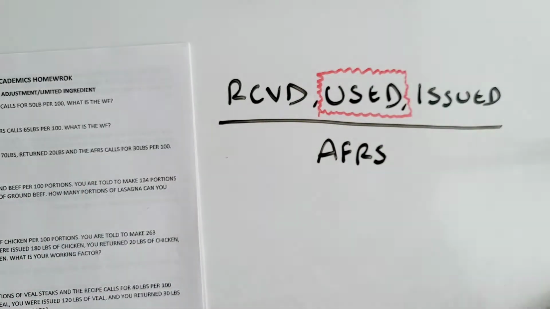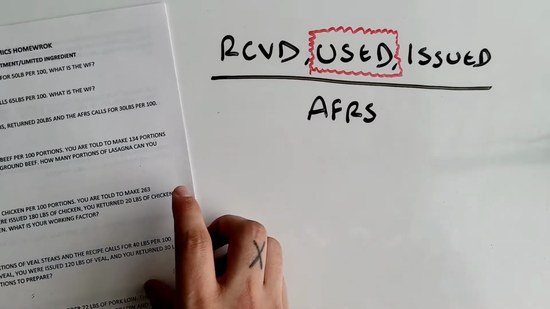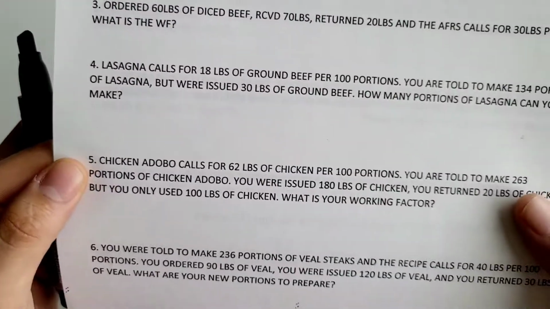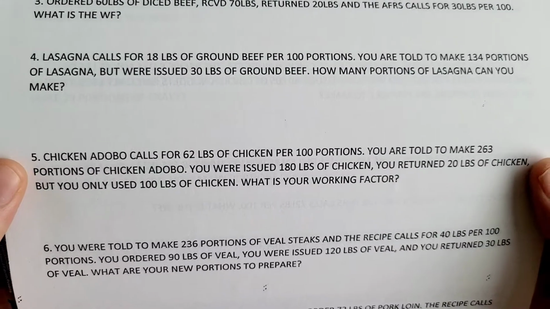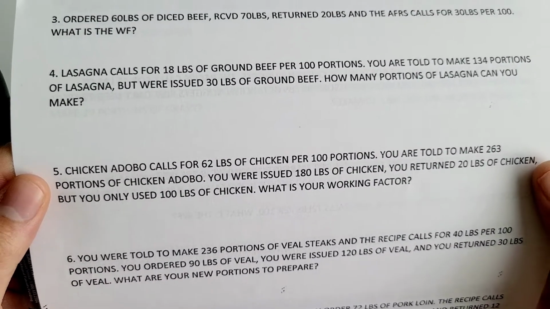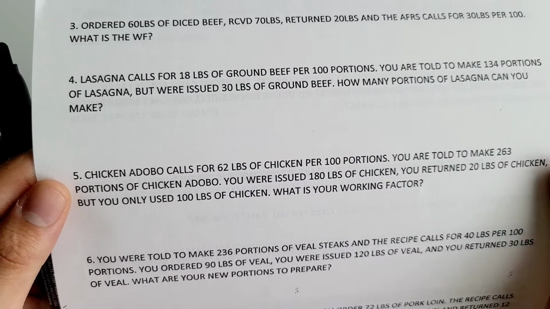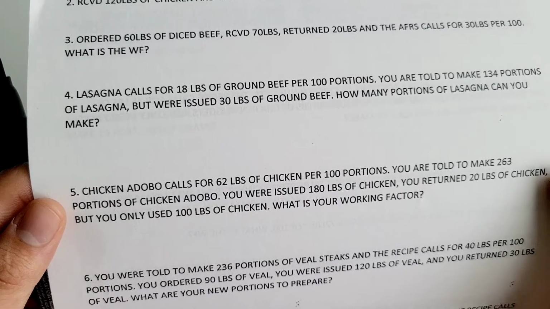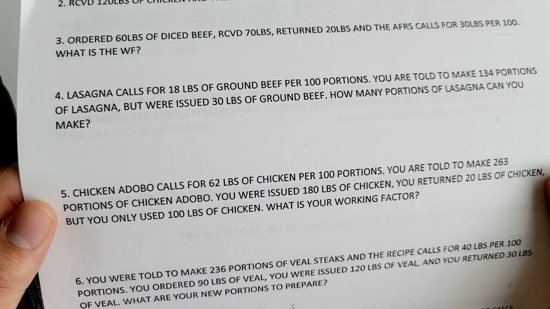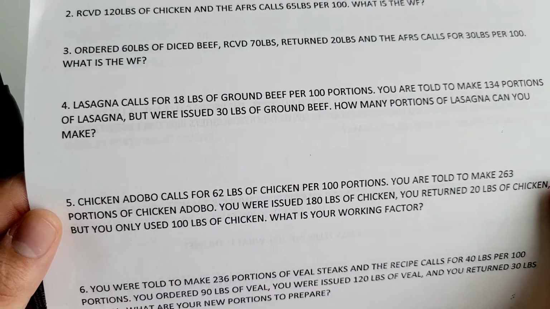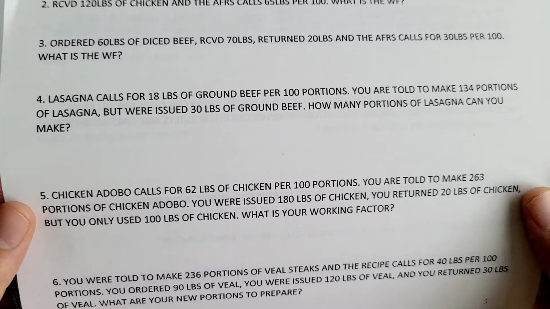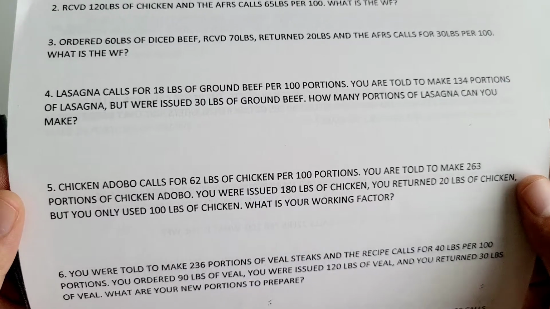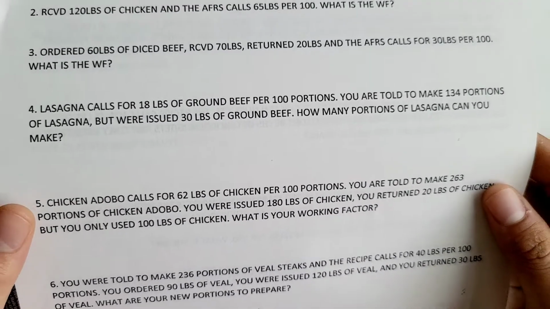So we're going to be doing number 5 and 6. So number 5, it says, chicken adobo calls for 62 pounds of chicken per 100 portions. You are told to make 263 portions of chicken adobo. You were issued 180 pounds of chicken. You were returned 20 pounds of chicken, but you only used 100 pounds of chicken. What is your working factor?